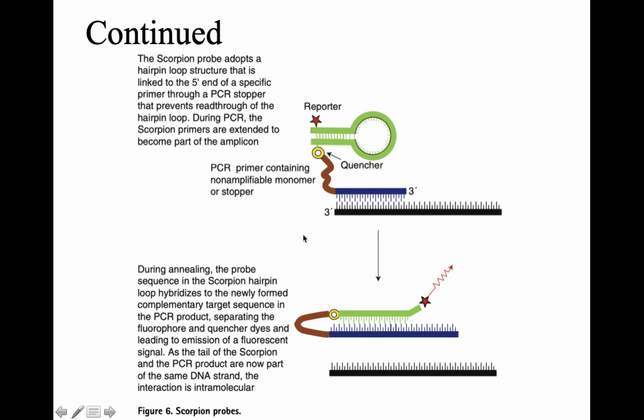So what will happen, especially in the annealing phase, is that due to the complementarity between the probe and the newly synthesized strand, the loop will hybridize with the newly synthesized strand. In the annealing phase, the Scorpion primer probe binds to the newly synthesized strand, and the hairpin structure is now linearized.